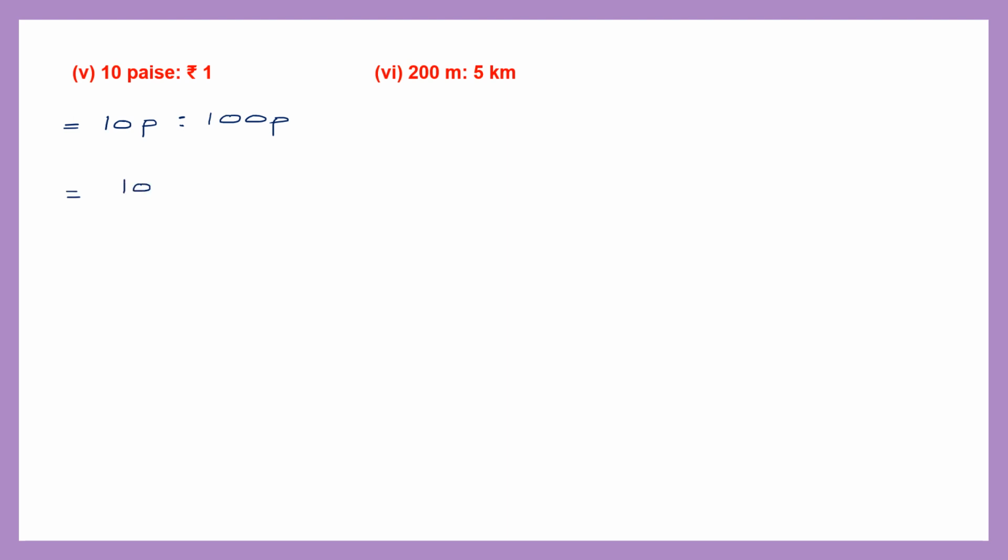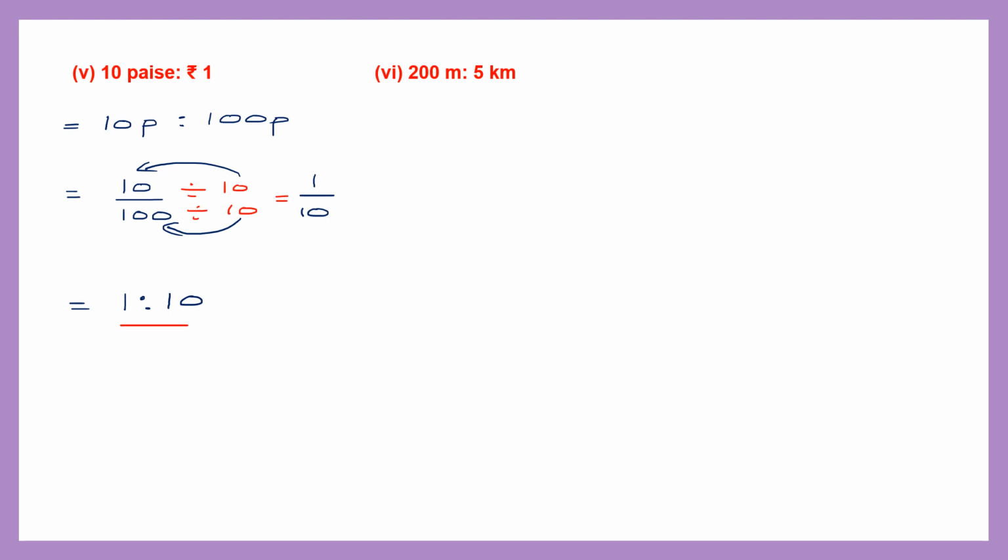First step, write as a fraction. 10 by 100 divided by a common factor, and the common factor here is 10. Divide both by 10. And what do you get? Now 10 ones are 10, 1, and here 10 tens are 100. So 1 by 10 is our fraction, and the ratio is 1 is to 10. So this is our ratio, 1 is to 10.